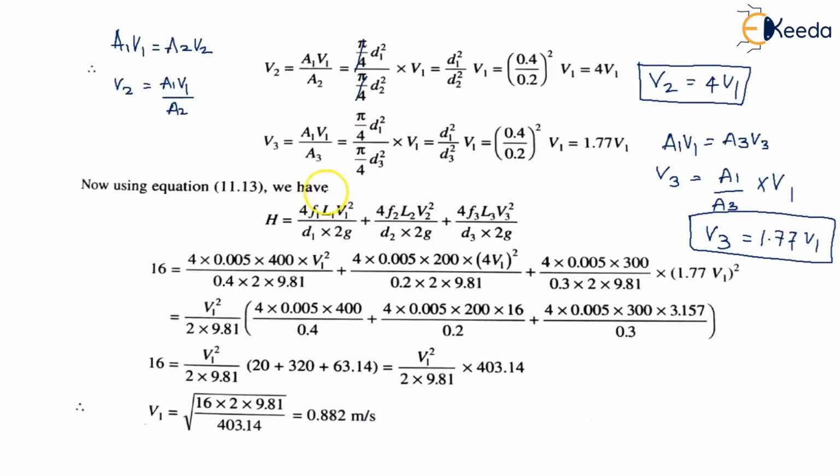Now it has been said to us that we have to exclude the minor losses while calculating the head loss. So all the losses will be just due to friction in all the pipes. So this is friction loss in pipe 1, this is friction loss in pipe 2 and this is friction loss in pipe 3. Now again the value of F is given to us, L is given to us. We have already calculated V in terms of V1, D1, D2 and D3 are given to us, and 2G remains constant. And the value of H which is given to us in the question is 16.